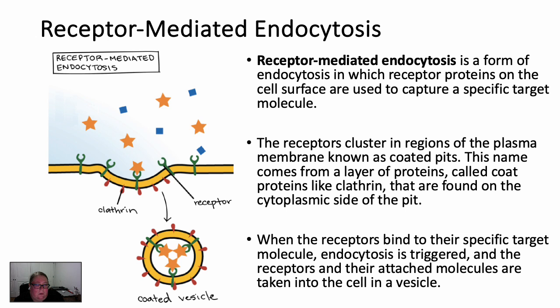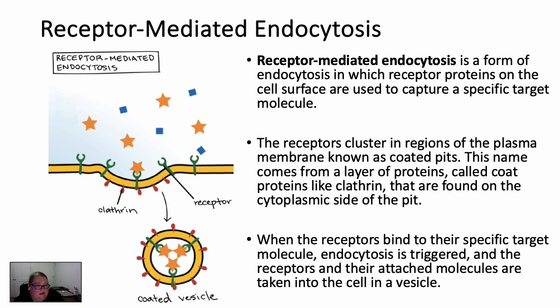Okay, so receptor-mediated endocytosis is going to be a way to bring in specific types of molecules. The way this happens is that there's going to be a cluster of receptors in a certain region of the plasma membrane. We call these clusters coated pits. This is because on the inside of the membrane where these pits are, the membrane is coated with a layer of proteins called coat proteins, like clathrin in the previous example.